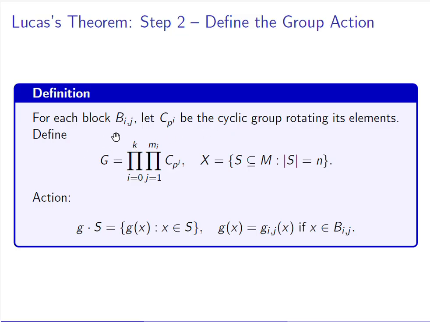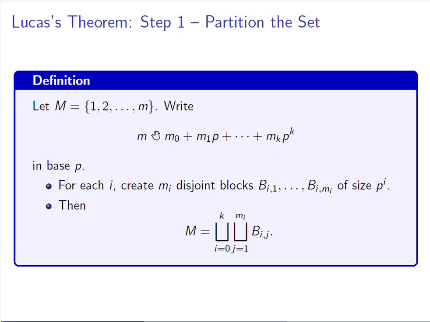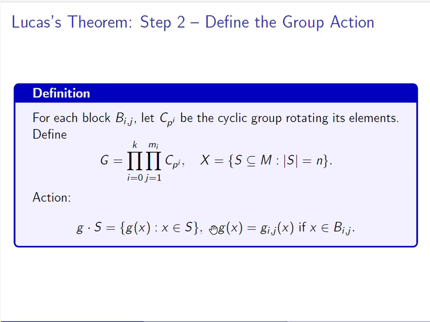So for each block, you have this cyclic group acting on the block, and then you can define G to be, again, the direct product of each of the cyclic groups. So for each level, for each of these blocks, you have a cyclic group of order p_i acting on this block, and then for the entire set you have this group here, which is the direct product, acting on that.